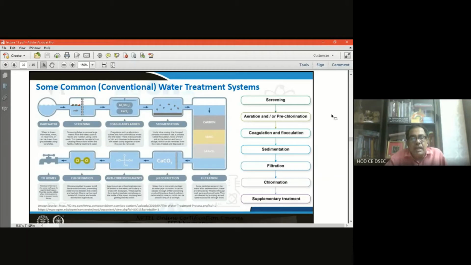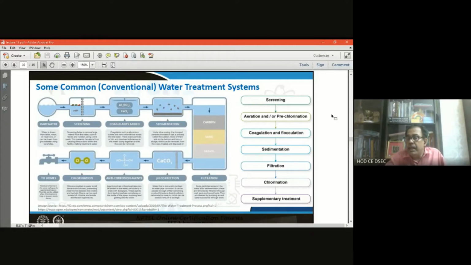Then the pH correction is to be done, because as per IS 10500, the IS code corresponding to the allowable limits of parameters of drinking water, the drinking water pH should range between 6.5 and 8.5. If it is observed that water is too acidic, that is less than 6.5, then it can be passed through a filter containing crushed limestone, like calcium carbonate. That means we are adding alkali.